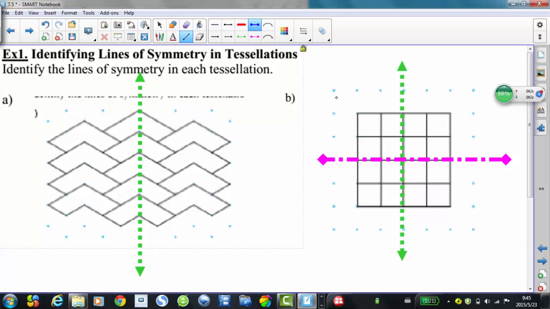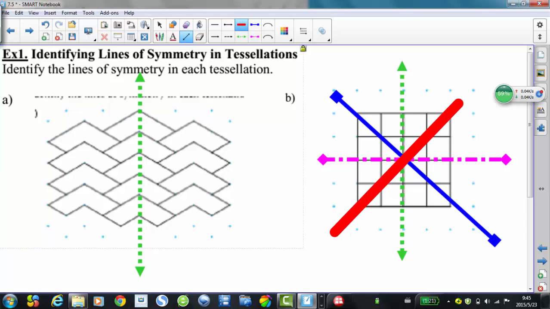We also can find this diagonal is also a line of symmetry, because this triangle is the reflection image of this upright triangle. We also can see the other diagonal is also a line of symmetry, because this part is the reflection image of this right triangle.